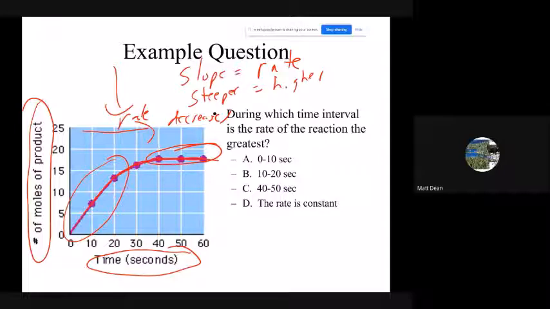So let's look at the answer for this question. During which time interval is the rate of the reaction the greatest? This is the kind of question they like to ask on AP exams. And it's always going to be at the beginning. And it's at the beginning because that's when there's the most substrates. That's when the rate is going to be the highest because it's easier for the substrates and the enzymes to get together and catalyze that reaction. So if you're ever asked this question, the rate's always going to be highest at the beginning because across time, substrate concentration, reactant concentration drops, and therefore the rate of the reaction decreases.